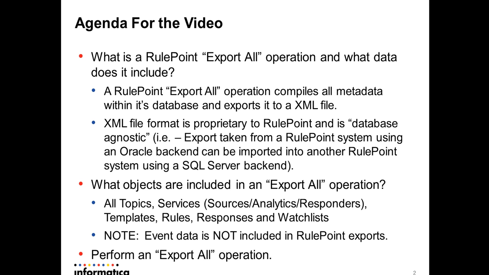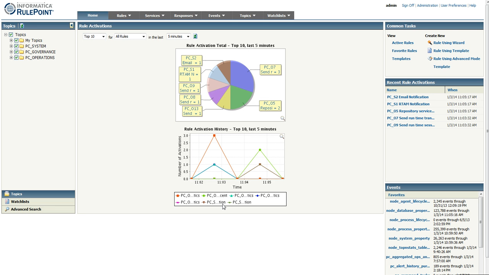So basically what we'll do next is go ahead and perform an export all operation so I can demonstrate that for you. What we'll first do is head over to the RulePoint UI, and what you see here is the home screen for the RulePoint user interface. This is a typical home screen for RulePoint 5.2 hotfix 3, and this is what you might see for Proactive Monitoring for Power Center Operations 2.6 as well as 2.5.